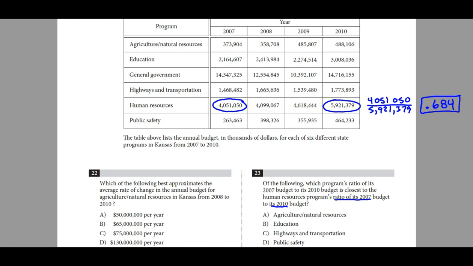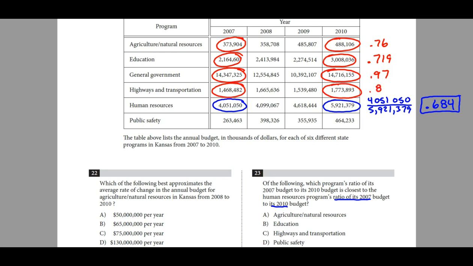What I'm going to need to do then is go through and divide these two numbers in every single column and see who's closest. So when I did that, I got 0.76 roughly. I'm kind of stopping it there. You don't need to get too in-depth. This number divided by this number came out to be 0.719 actually. This one, I got 0.97. 2007 to 2010 for highways came out to be a ratio of 0.82.